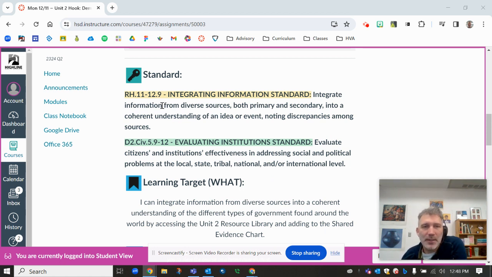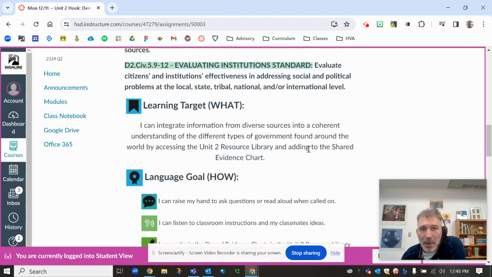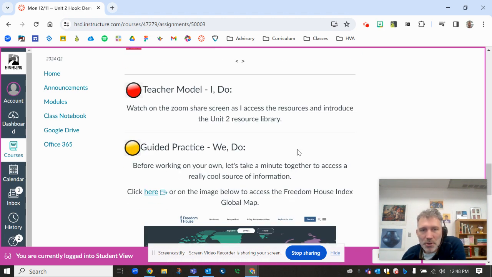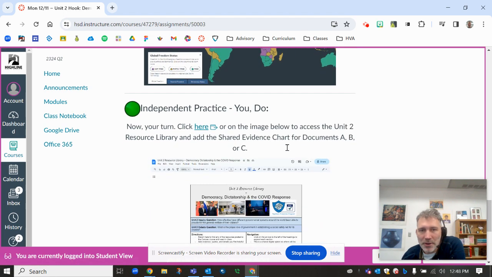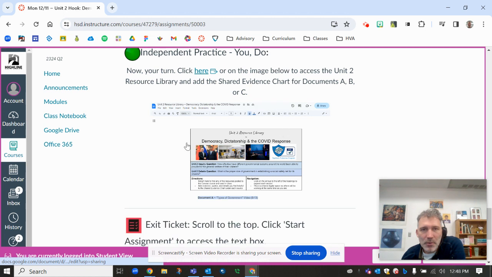We've just taken a look at the two standards: integrating information from multiple diverse types of sources, and evaluating institutions' effectiveness in addressing social and political problems. These are our two new standards for Unit 2. My job right now is to show you how to access these two things down here. I'll start really quickly with this Unit 2 resource library and shared evidence chart.